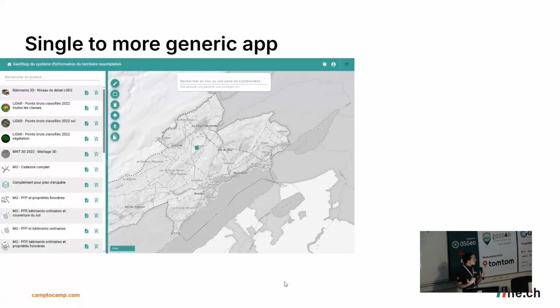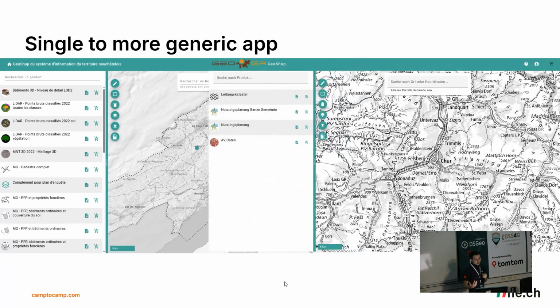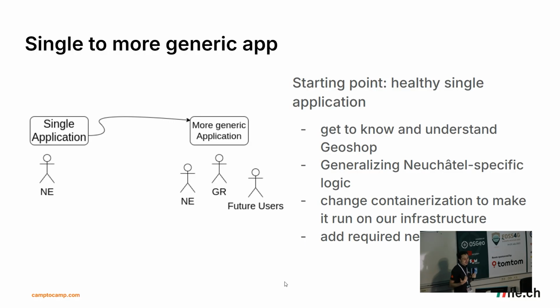So, quite an interesting story of our project now is we went from a single app to a more generic app, or we're on the way to that. So first there was the GeoShop of Neuchâtel. Now we already have two. So our project is in production. It's not live for the public. It's only live for some chosen persons working at that canton. But we already have two apps. So how did that go?